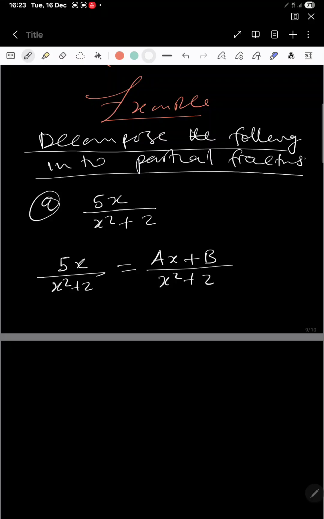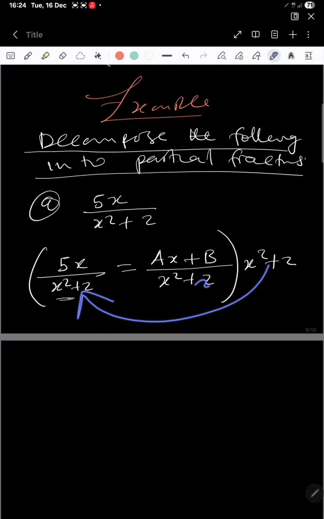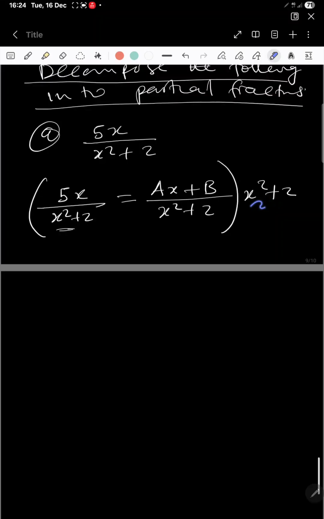After writing that assumption, what you're supposed to do then is simply multiply this throughout by what is here, just like we've been doing. So you multiply by x squared plus 2. You need to multiply this to that, also this to that. Then you'll be able to find the values of a and b. If you multiply this to this, this and this will go, and you remain with 5x on top. Then is equal to, you also multiply this and this, and this and this also will go, and you remain with ax plus b.